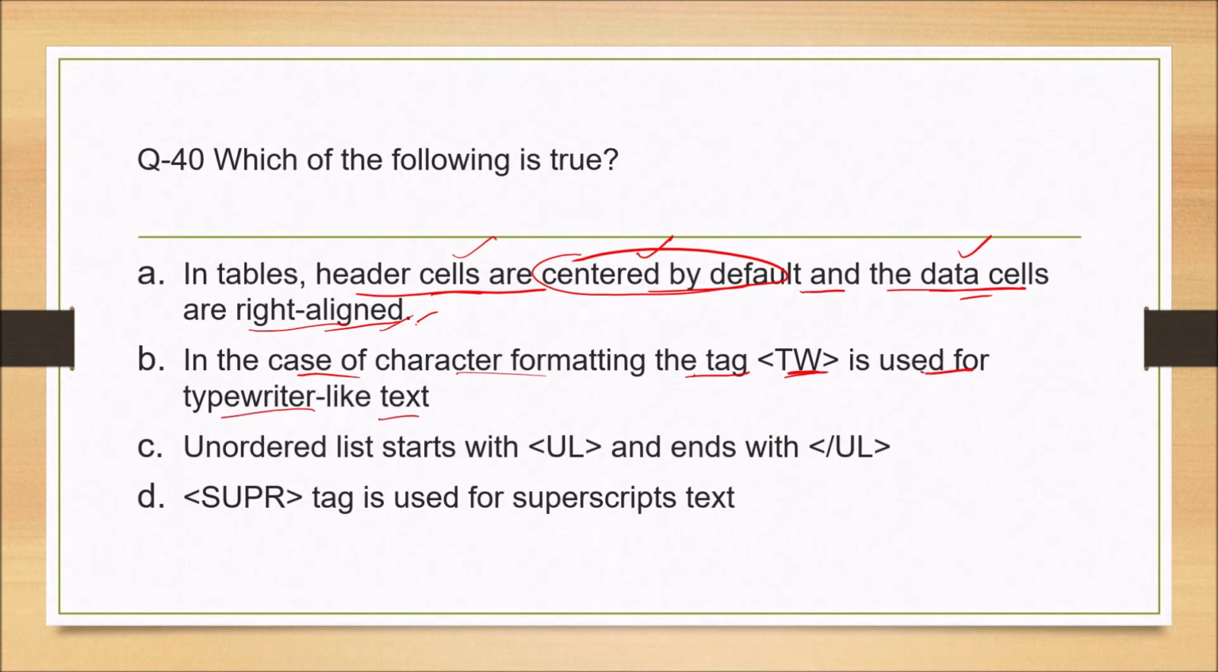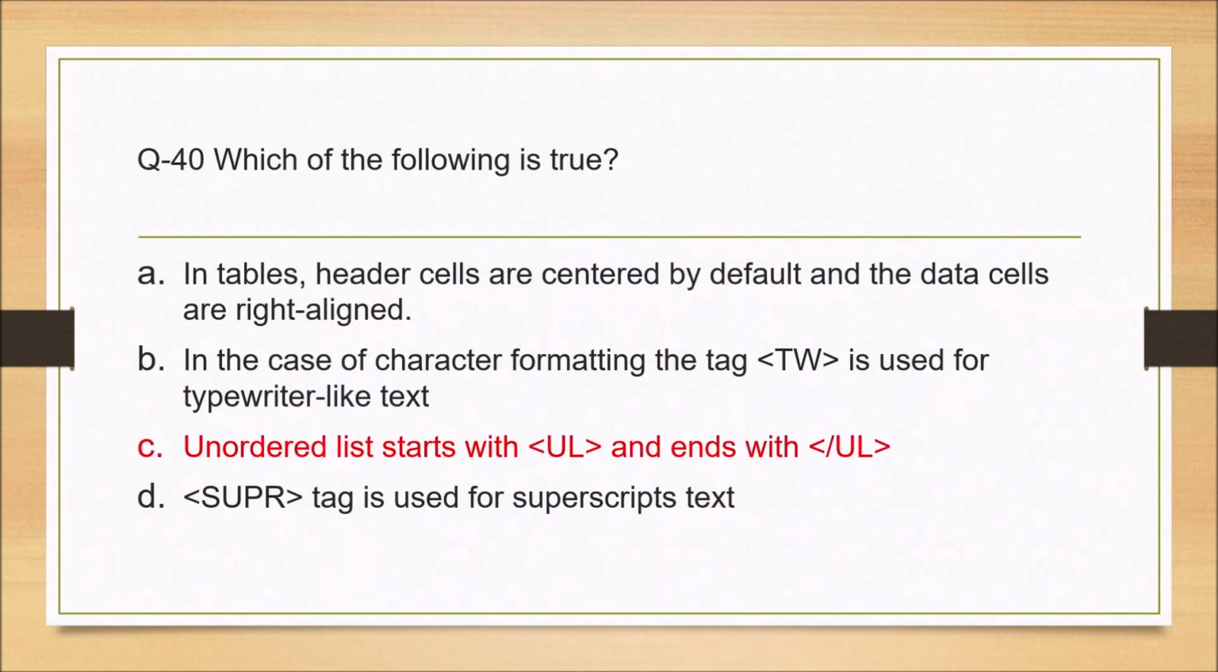So we have seen this thing also, that for typewriter like text we use TT tag. Next is, unordered list starts with UL and ends with closing tag of UL. And next option is SUPR tag is used for superscript text. So we use SUP tag for superscript, not SUPR. So the correct option is C. So the correct option in this case is unordered list starts with UL and ends with closing tag of UL. Fine.